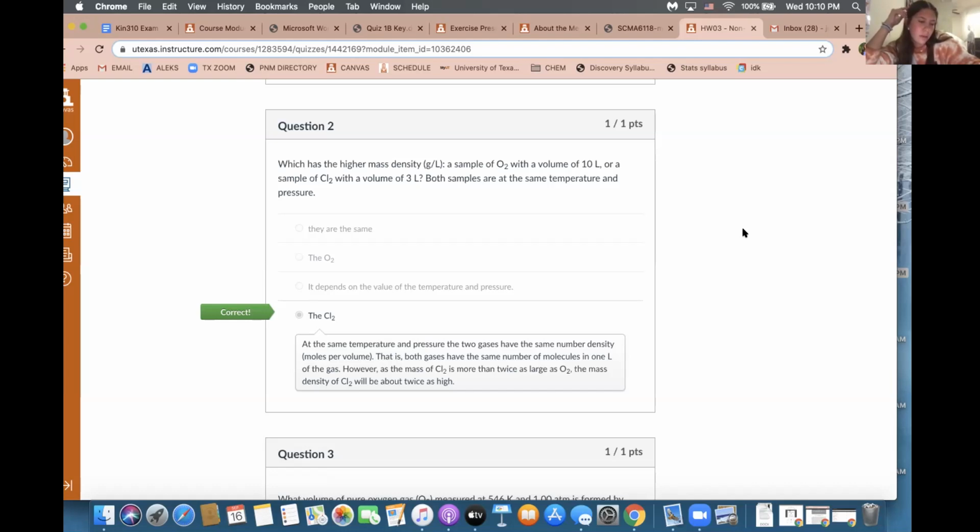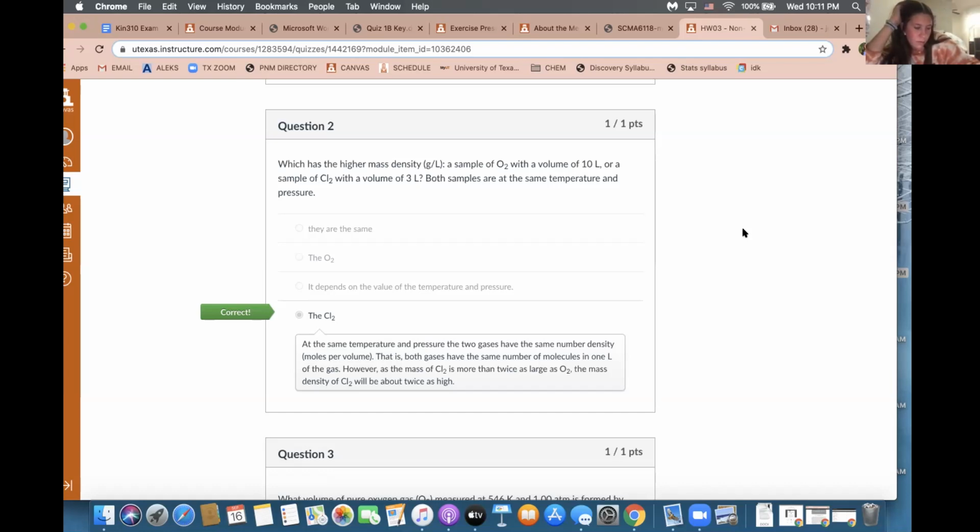There isn't one, but you're trying to compare them, right? So you have PV divided by RT, so m equals PV over RT. You have volume one and volume two, and you're trying to get m1 and m2 so that you can get your mass density. So do you cross out pressure, temperature, and R? Yep, it says same temperature, same pressure.